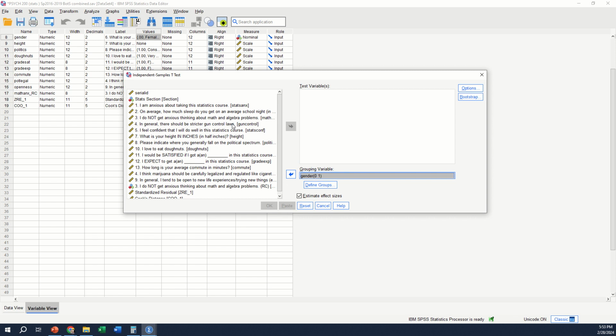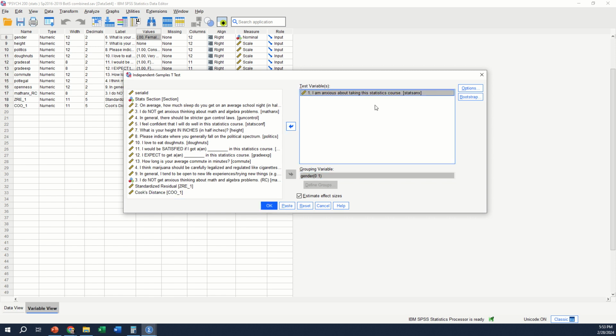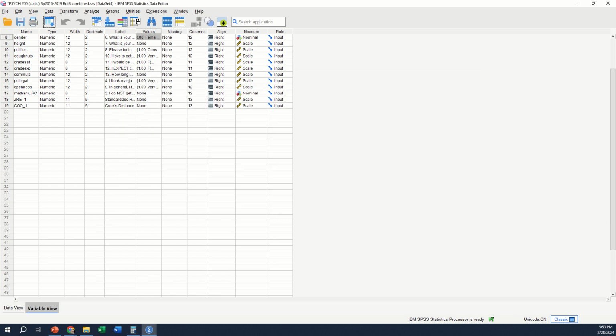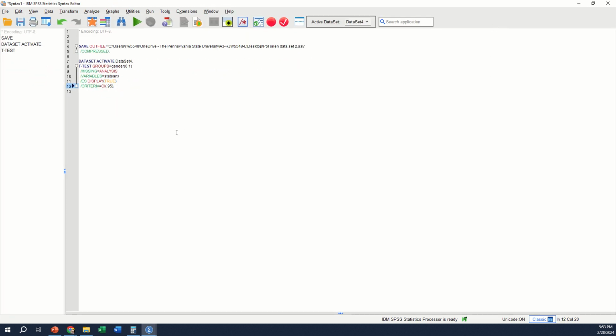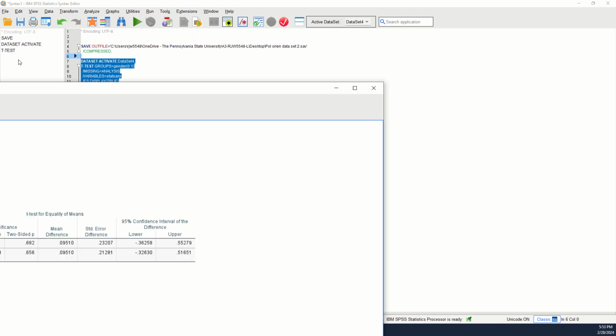the test variable box. Sometimes that happens. A cord gets loose or something. It's fine. All right, so stats anxiety, number 1. We're going to bring that over to the test variable box. And then you just want to make sure Estimate effect sizes, that box is checked. And then you want to paste. Boom. And then we want to highlight, excuse me, and then run. And then we should get our output.